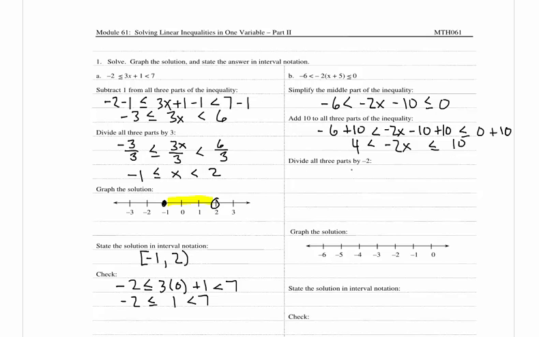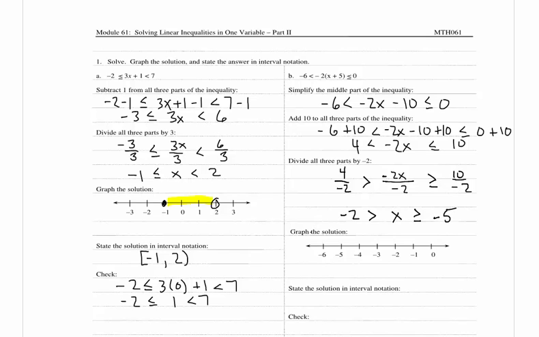And now they want us to divide all three parts by -2. And it's important to remember that when we divide by a negative number, we're going to flip our inequality signs. So we're going to have 4 divided by -2 is greater than -2x divided by -2 is greater than or equal to 10 divided by -2. 4 divided by -2 is -2. It's greater than -2x divided by -2 is equal to x. And we have greater than or equal to sign. And then 10 divided by -2 is -5.